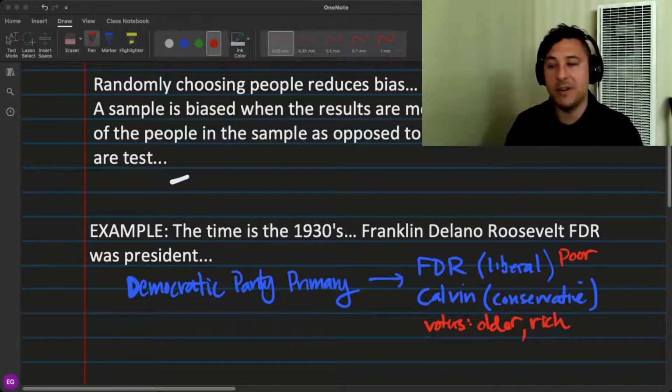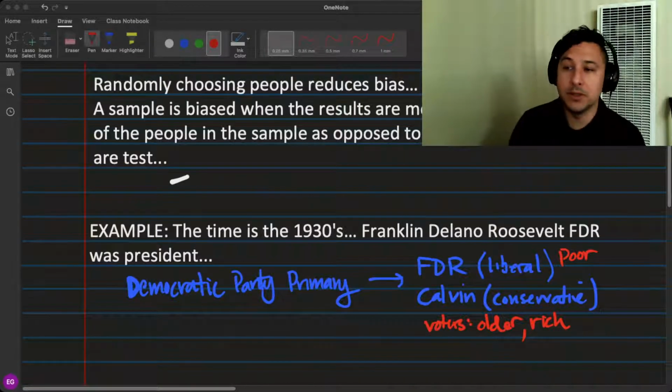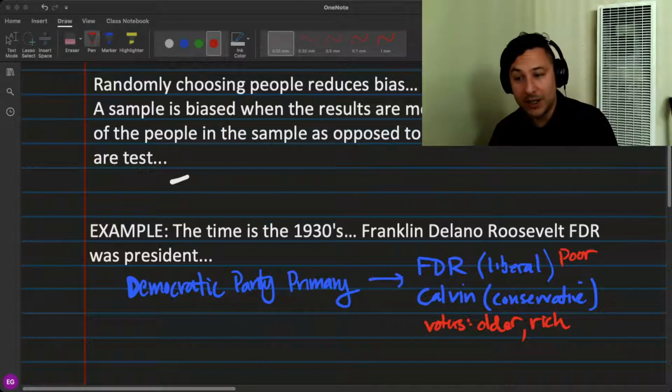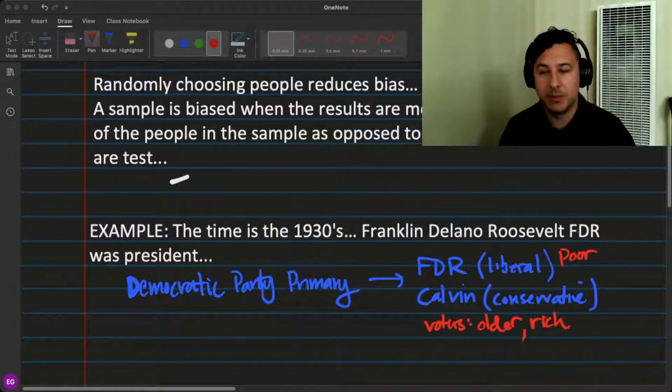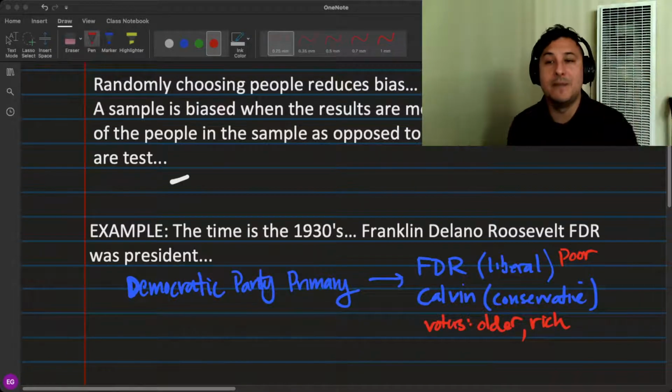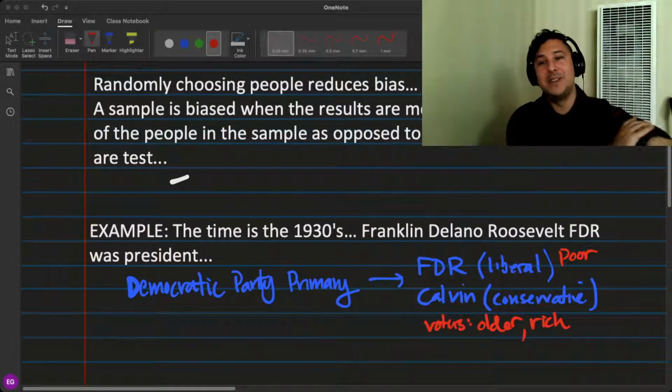So anyways, the Democratic Party was going through some changes at the time, and there were two candidates. One of them was a more liberal candidate who appealed to the poor, and the other was a more conservative candidate who appealed to the older, richer people. This is a tale as old as time in America. So, you know, this happened to us recently, right?